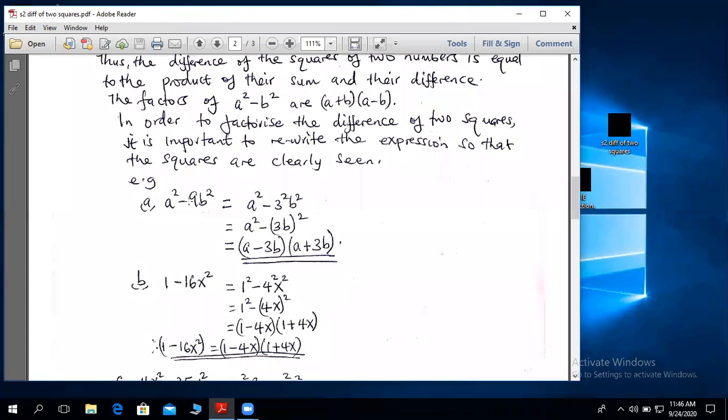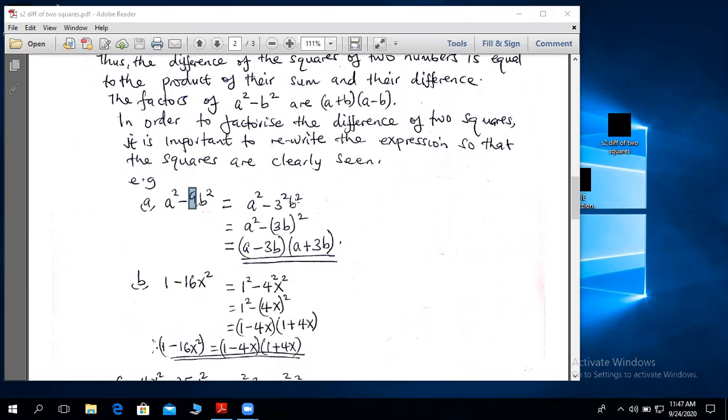So what can I do to make sure that the squares in this expression are clearly seen? You see, a here is squared, 9 is not squared, but b is squared. So the only number that is not squared is 9. But we know there is a number which can be multiplied 2 times to get 9, and that number is 3. So I can keep this one as a squared, then minus. Where there is 9, I'll put 3 squared.